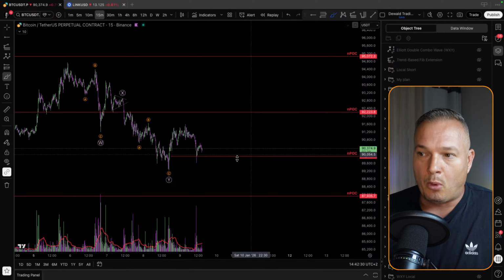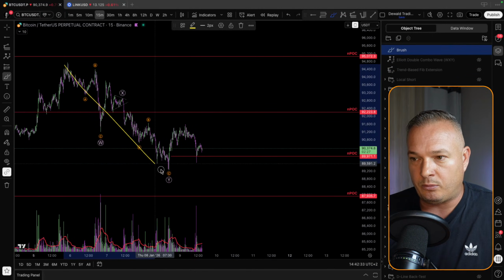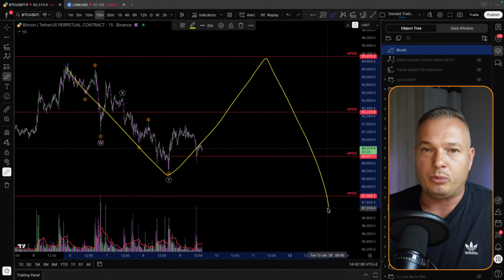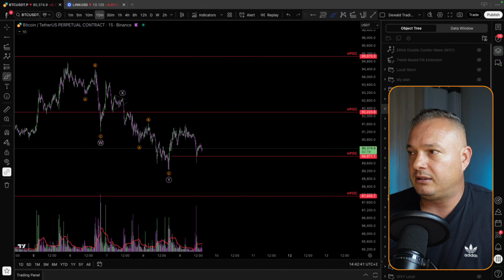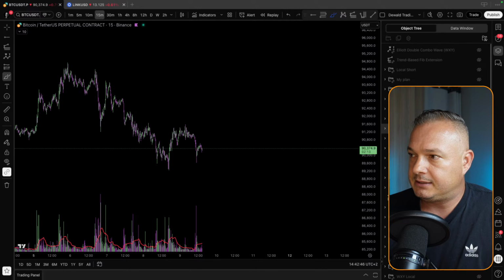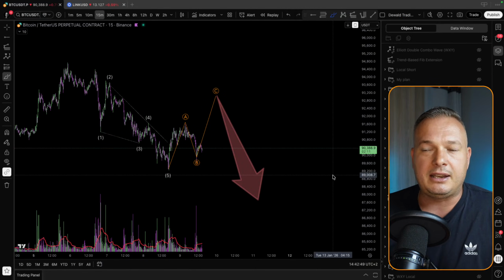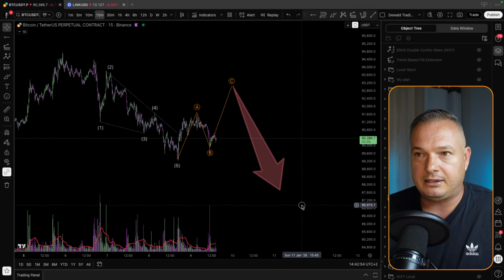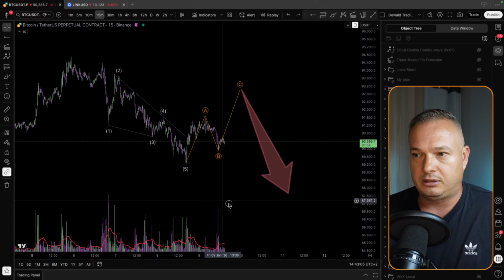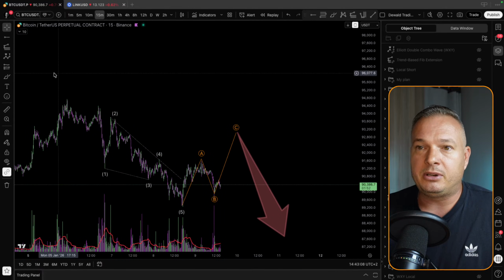Okay, boring case scenario is that we still form a B and a C. So we basically still continue the range. Then the third scenario, okay, let me switch off these levels, is a leading diagonal. Leading diagonals never carry the highest probability. So just take that in the back of your mind. A leading diagonal, according to Elliott wave theory, always carries the lowest probability out of all the impulsive structures. Okay, so just a little bit of education.